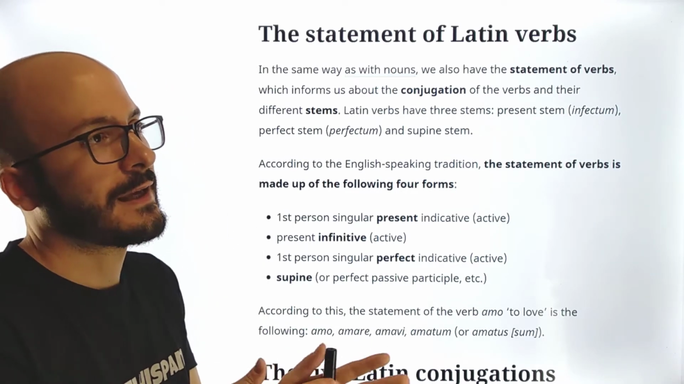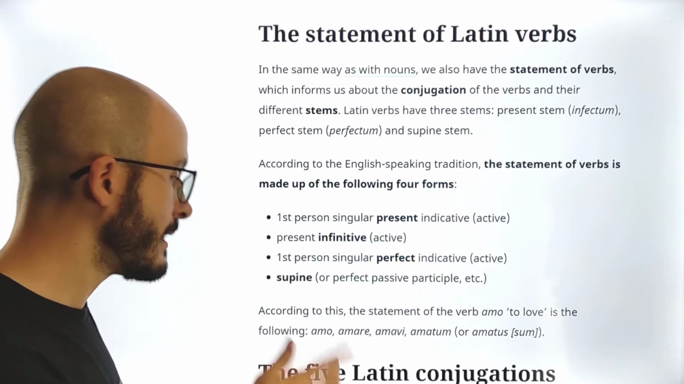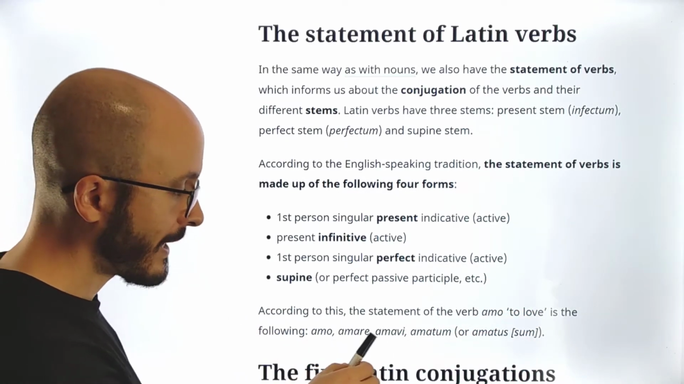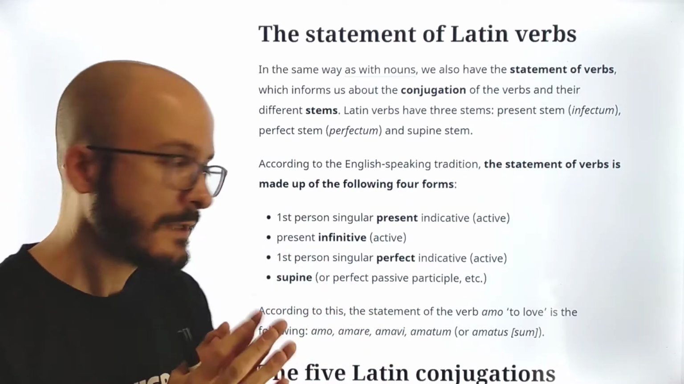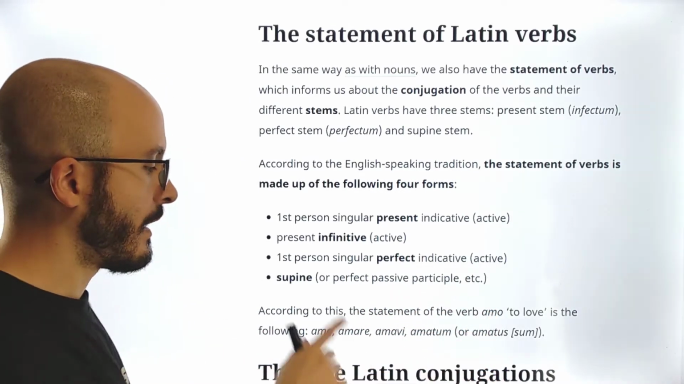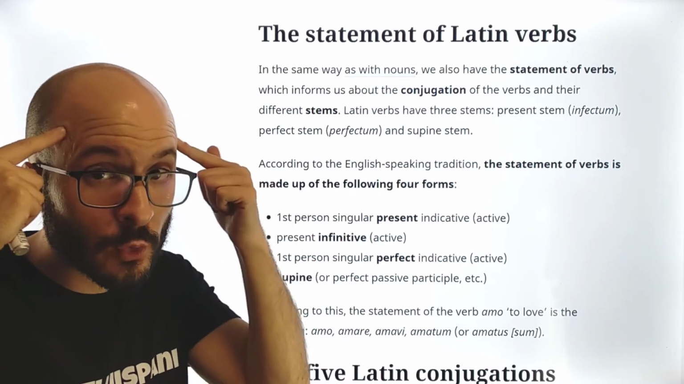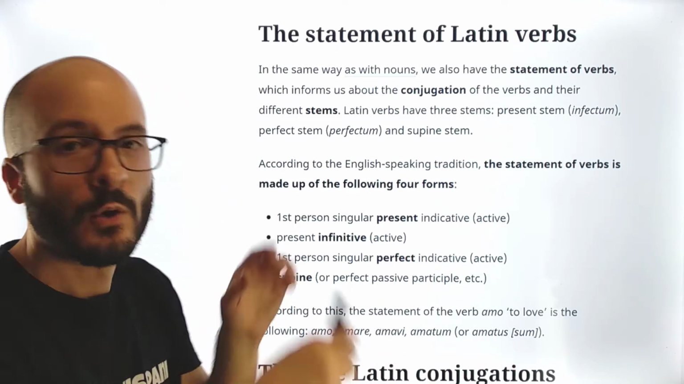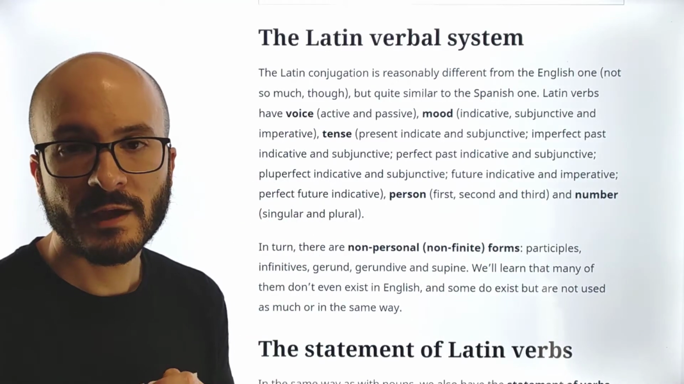Remember that we don't say rosa means rose. We say rosa, rosae means rose. Here we don't say the verb amo means to love. No, we say the verb amo, amare, amavi, amatum, or amatus sum, it doesn't matter, means to love. We are not going to be saying all of this all the time. We just say the verb amo, which is the first form. But what we have to learn, and what we find in the dictionaries, is all of this. From all of these forms, we can conjugate any verb. That's the importance of the statement of verbs.